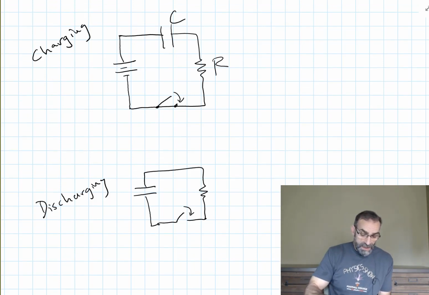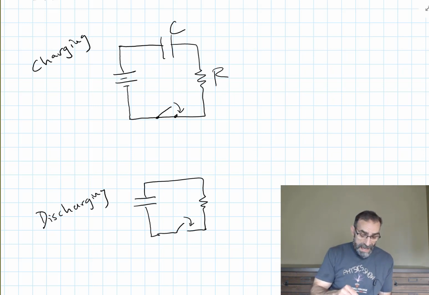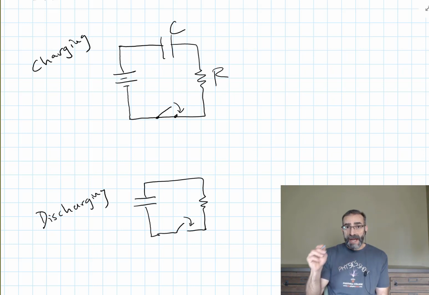So where do the equations come from that govern this behavior? Well, we do a simple loop rule. We go around the loop and we add up the voltage rises and drops, and when we get back to the same point in the loop, we say all the rises and drops have to add to zero, because electric potentials are kind of like elevations.